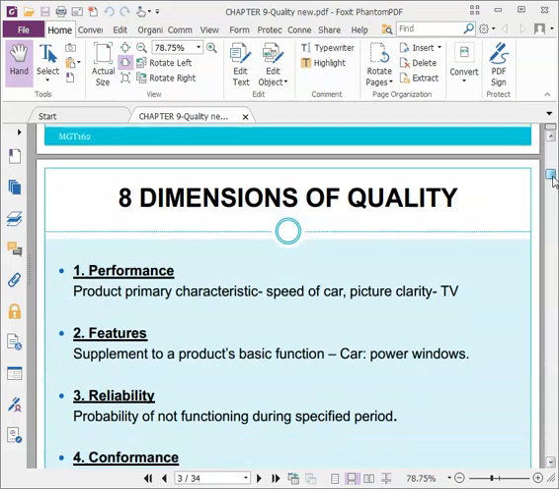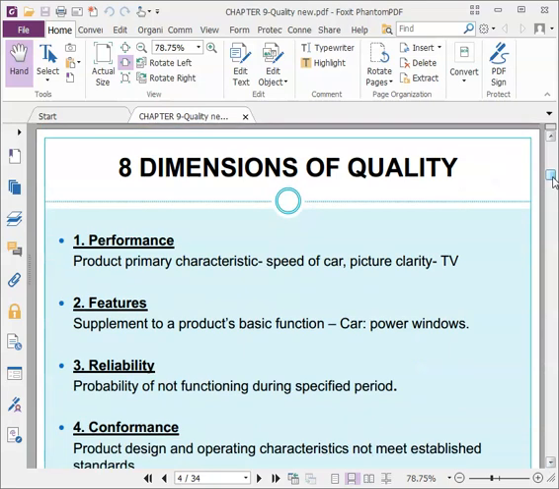Okay, kita ada 8 dimensions of quality. Dari segi performance, contoh kalau dari segi performance, the product primary characteristics, speed of car, picture clarity, TV for example. Okay, ini performance of the product lah. Contoh kalau kereta apa yang paling laju sekali, speed dia okay ke tidak, CC dia besar ke kecil ke. Sama juga dengan TV, television ataupun telefon. Okay, itu adalah product performance.